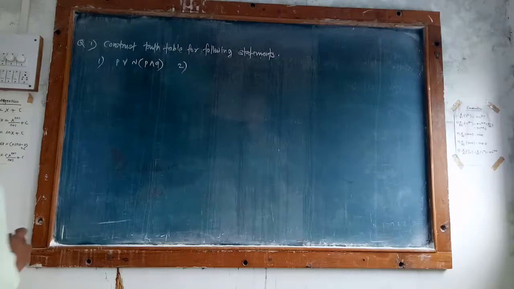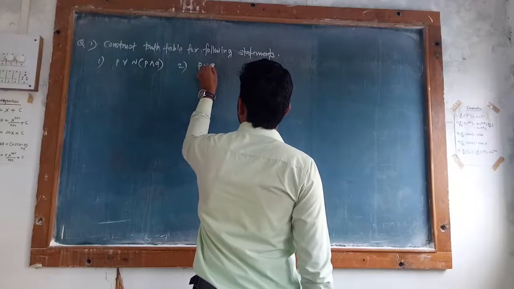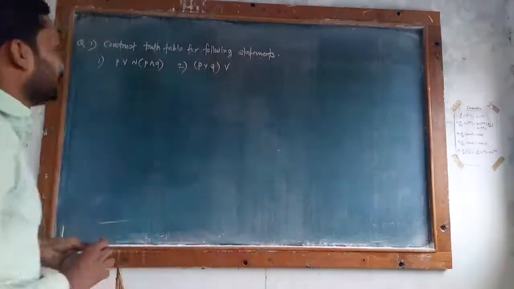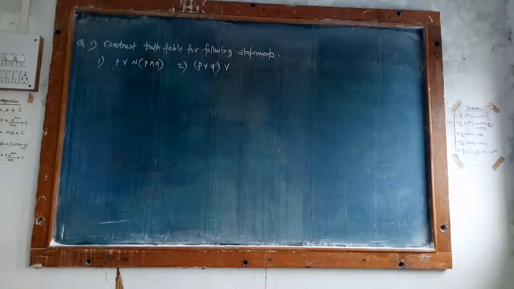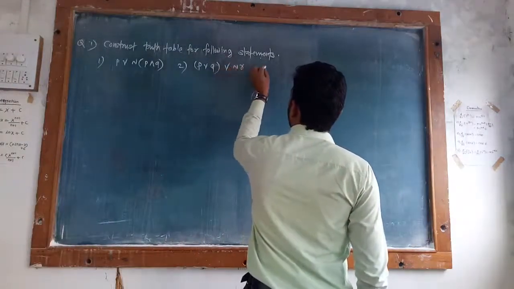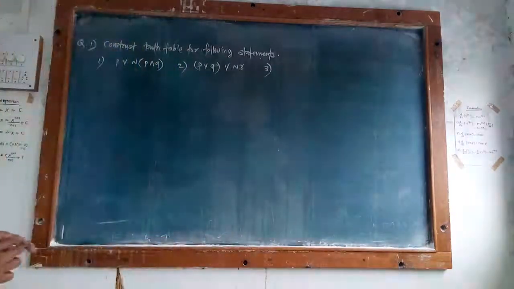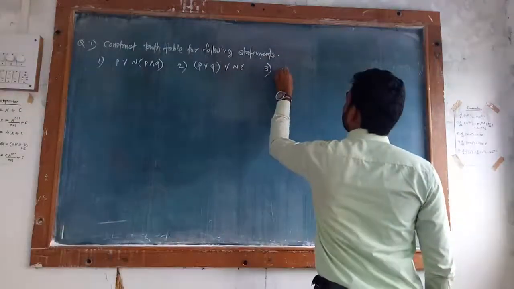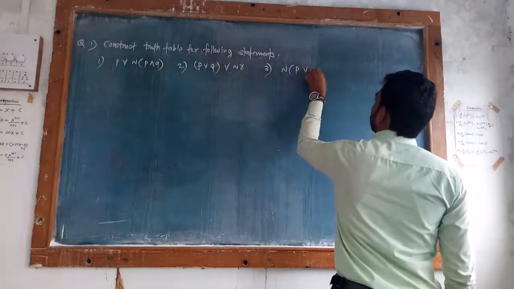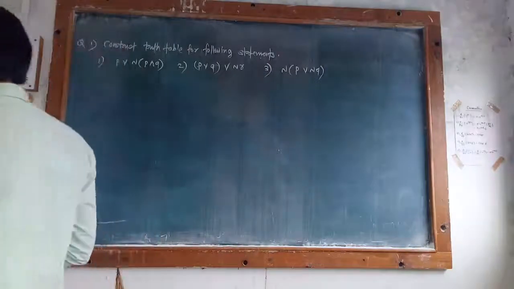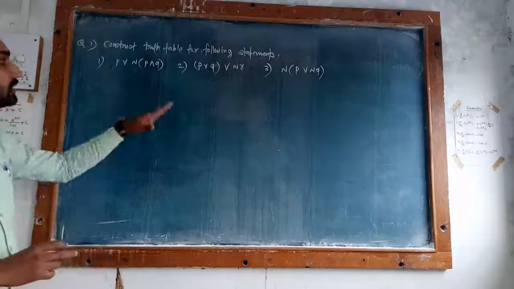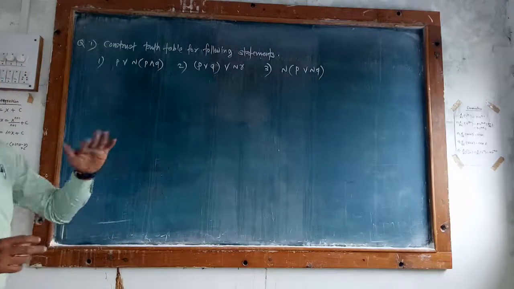Second proposition is (P or Q) or with negation R. And the third proposition is negation of P or negation Q. So your third proposition becomes negation of (P or negation Q). So you have to construct the truth table for the following three propositions, and we have to do them one by one.